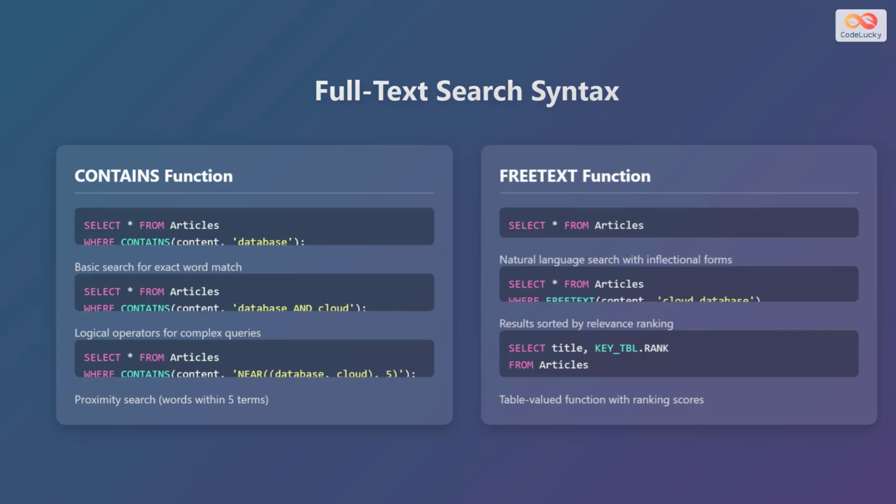Results can be sorted by relevance ranking when using FREETEXT. The example demonstrates ordering results by rank. You can also use table-valued functions with ranking scores to retrieve titles and their corresponding relevance scores.